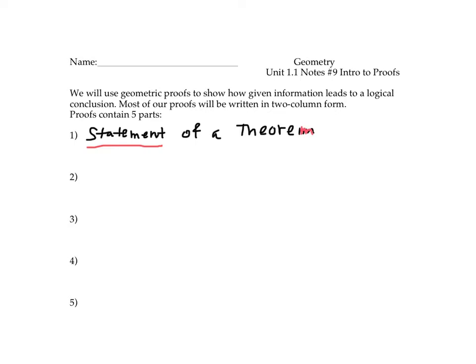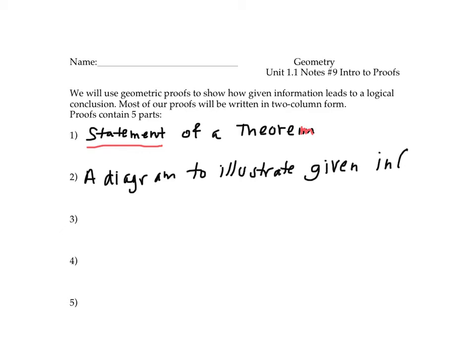The second piece is a diagram to illustrate our given information. We know how valuable diagrams are to solving problems in geometry. So very often diagrams are used to show how our given information is used to lead us to our conclusion.